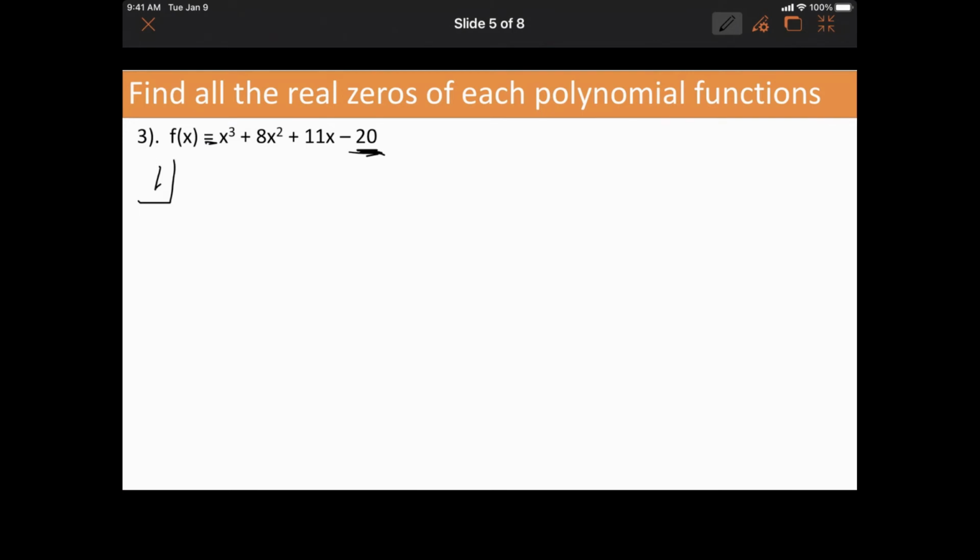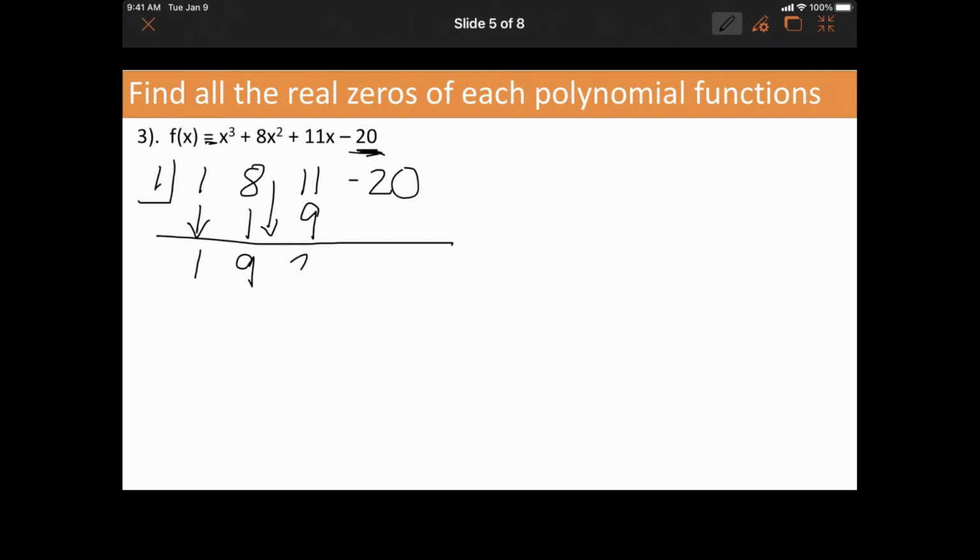So let's go with our coefficients 1, 8, 11, and -20. So remember, bring down the first one and multiply. Then add. Multiply. Then add. Multiply. Right, so that's 20. And add 0. Perfect. Remainder 0 tells me 1 is the solution.